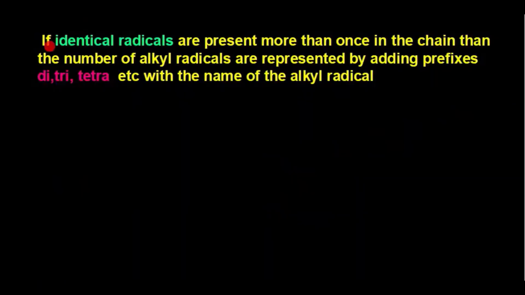The next rule. If identical radicals are present more than once in the chain, then the number of alkyl radicals are represented by adding prefixes di, tri, tetra, etc. with the name of the radical. It means if on the parent chain we have same types of more than one radicals, then to specify how many radicals are there, we use these terms, that is di, tri, tetra.